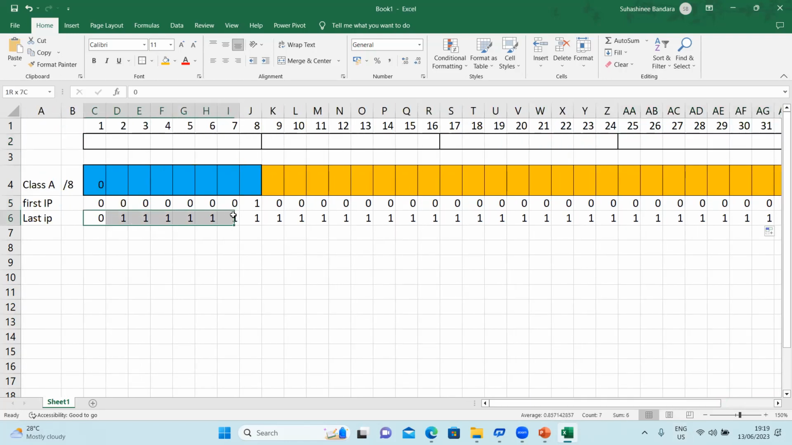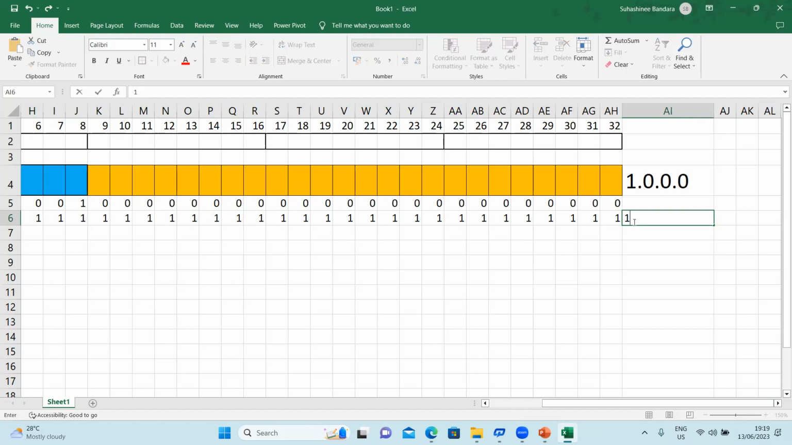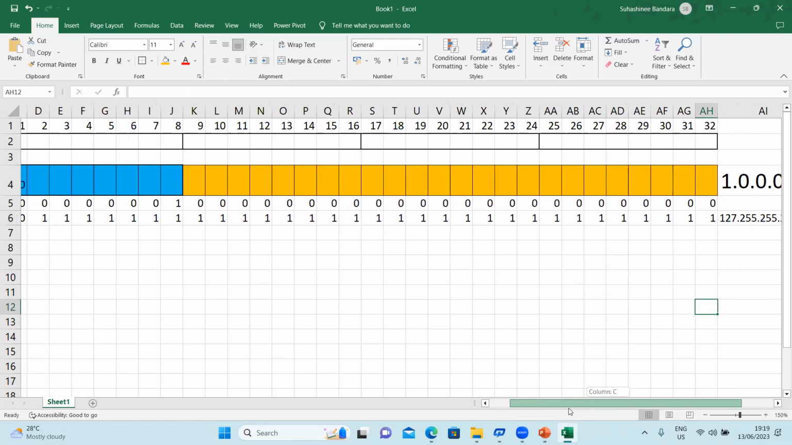What is the value of this one? What's the value of this? Yeah, the value is 127. Okay, 127 is the value. 128 can't be, because 128 goes to the other side. So the value is 127. 127 dot, then 255 dot 255 dot 255. Is this clear? Starting IP and ending IP?